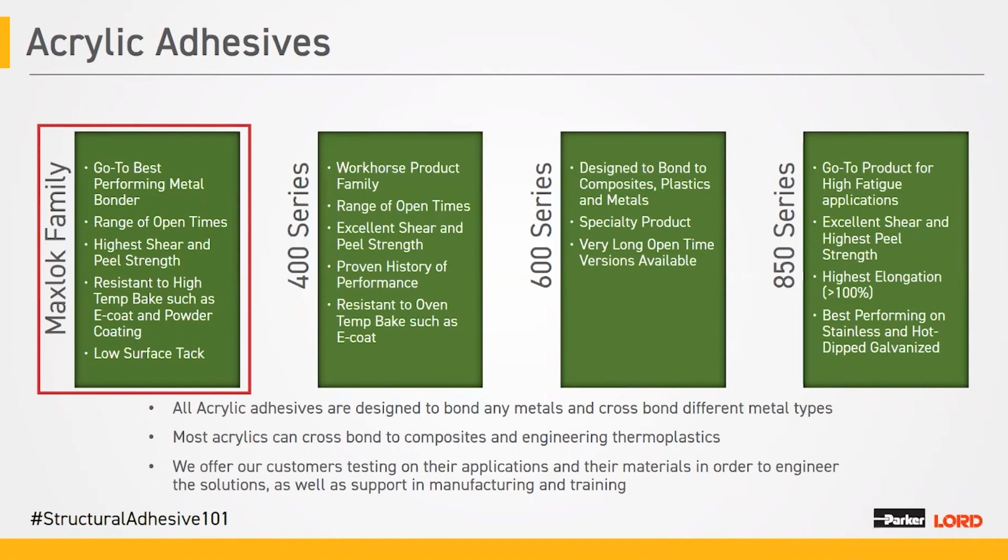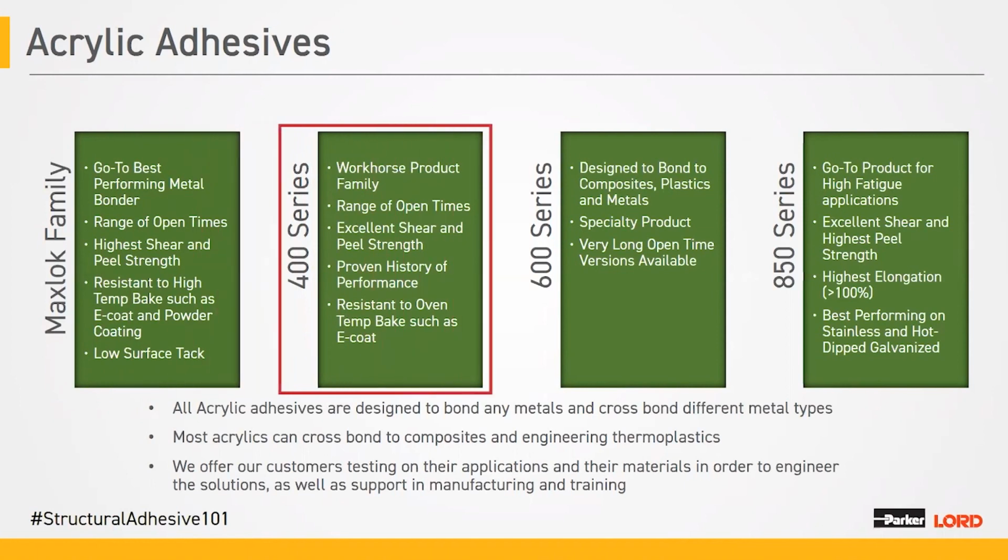It is a family, so it has a range of open times, very high shear strength and high peel strengths. It's resistant to high temperature bakes, such as an E-coat or even a powder coating. And again, low surface type product. 400 series, another workhorse product, has a range of open times, excellent shear strength and peel resistance, and it has a really long proven track record of performance out there in the marketplace. It's resistant to oven temperature, high temperature bakes such as E-coat, but is not the best for powder coating operations.